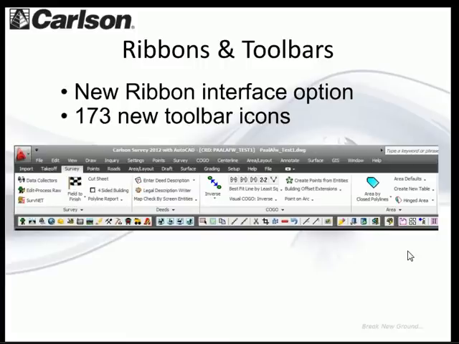One of the new things is we've added ribbons for when you run on AutoCAD. And there are ribbons for the survey module and civil, and takeoff, and some general ribbons too. So ribbons are kind of like advanced toolbars that highlight the most important commands and can step you through the workflow. And you can still use pull-down menus and regular toolbars, but ribbons are there as an option. There are also about 173 new toolbar icons.